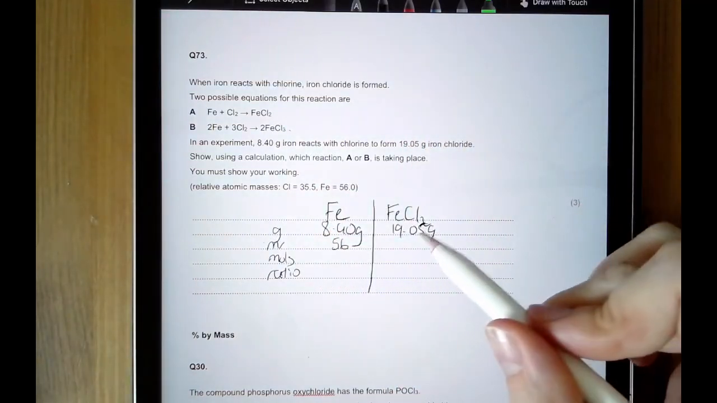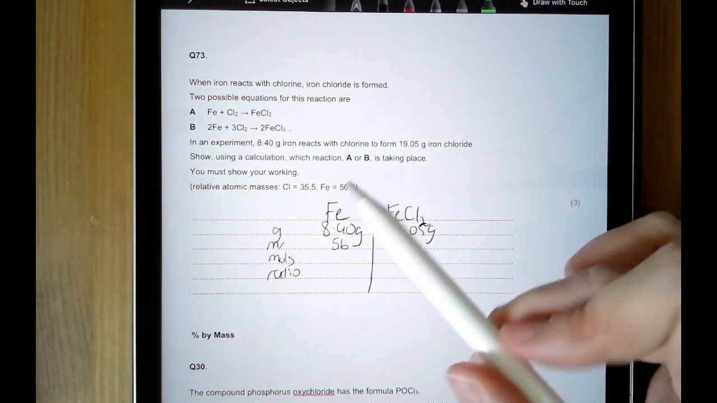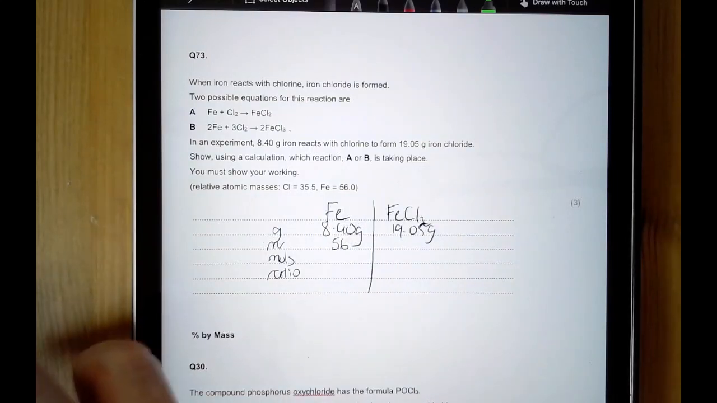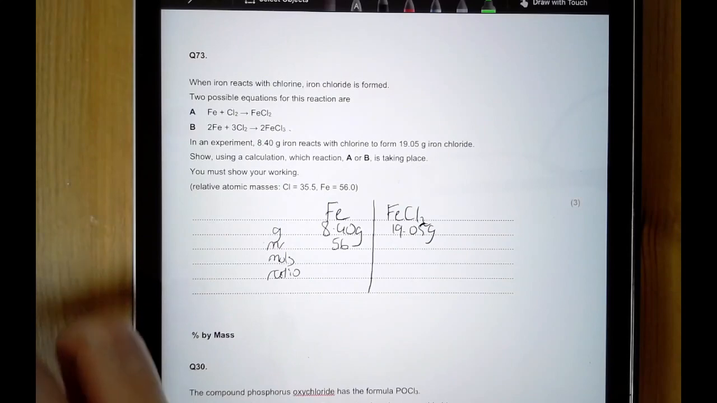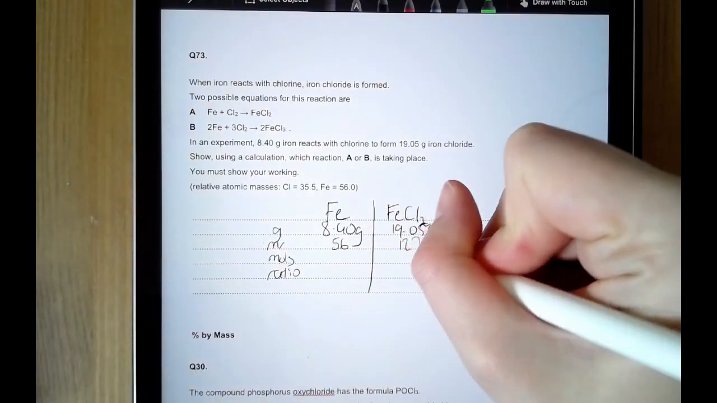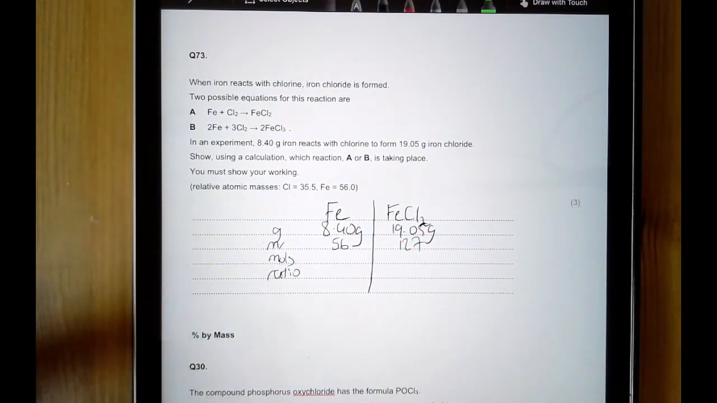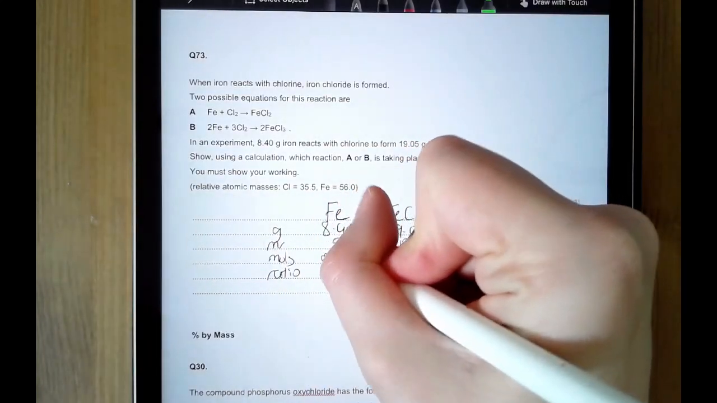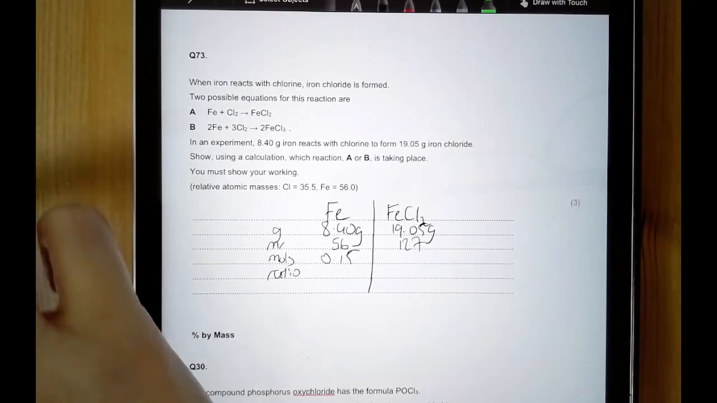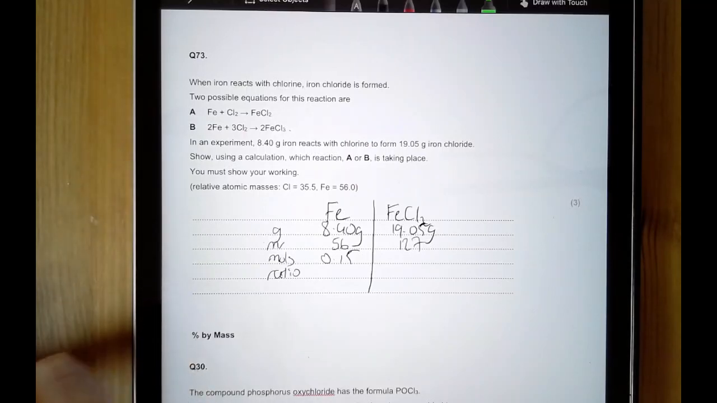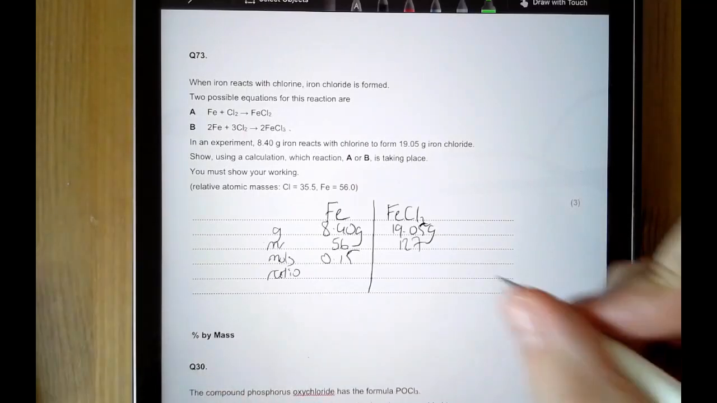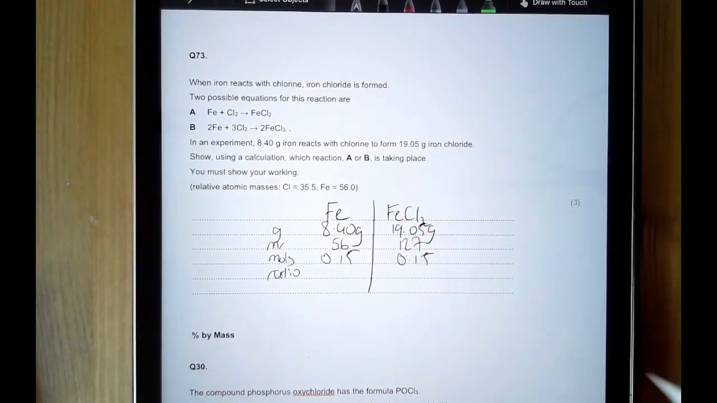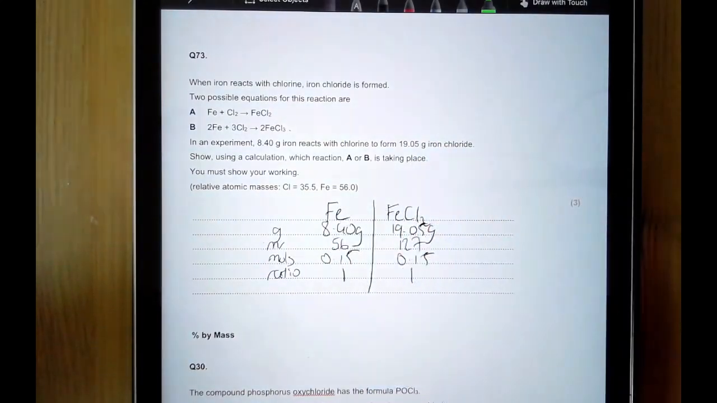For iron chloride with Cl2, I'm going to have two 35.5s, so that's going to give me 71, and then I'm going to add on a 56 for iron, and I'm going to get a value of 127. To work out moles, it's just mass divided by formula mass, so I get 0.15 here, and then over here, 19.05 divided by 127, I also get 0.15. Okay, so in this case, when I want to simplify my ratio into a whole number, it's nice and easy. It's just going to be 1:1.